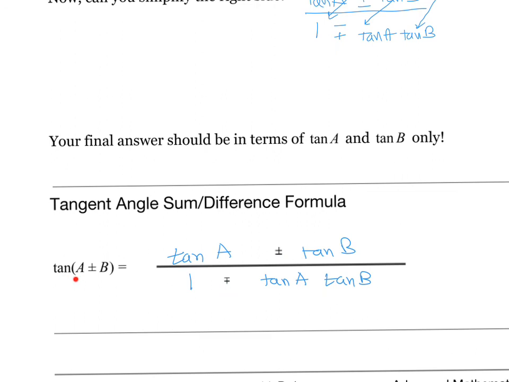Now, when you do tangent of A minus B, you'll have a minus sign here. In that case, you use a minus sign here, and you use a plus sign here. So whatever sign you have here is the opposite of whatever sign you have here. Whatever sign you have here matches the sign that's in the original expression, tangent of A plus or minus B. Okay, that's it for part D.